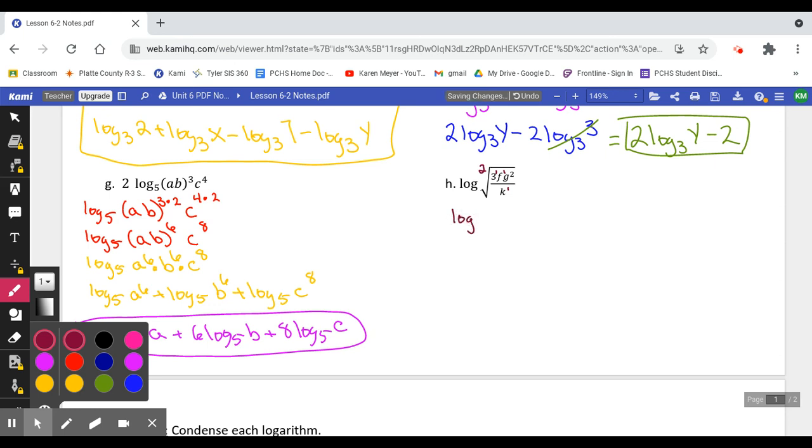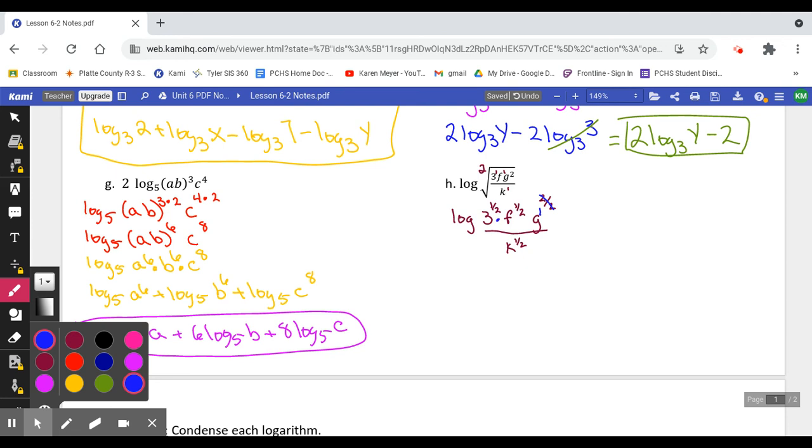So it's going to look like this. Log, and then I don't really have a base number, which means the base number is 10, so I don't have to write the base number, so I just have log. And then for 3, its exponent would be 1 on the inside, so put that 1 over 2, because that's my index number. F would be 1 over 2. G would be 2 over 2. And K would be 1 over 2. Well, G, 2 over 2, that's just going to reduce down to G to the first power.